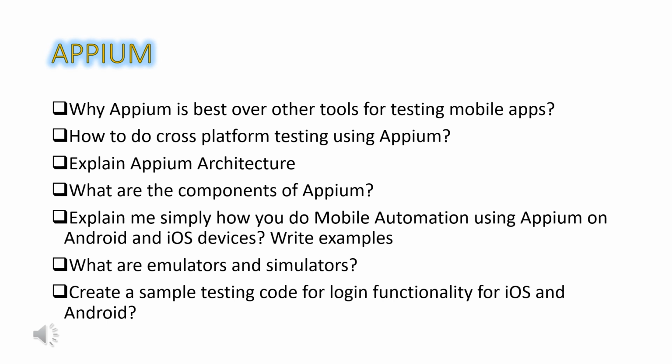Third one is Appium architecture. So how the process is going on, how a Windows machine or Linux machine or a Mac OS machine makes communication with the mobile applications, you need to explain here. Fourth one is what are the components of Appium. Fifth one is explain simply how you do mobile automation using Appium on Android and iOS devices. So you need to write examples for that.